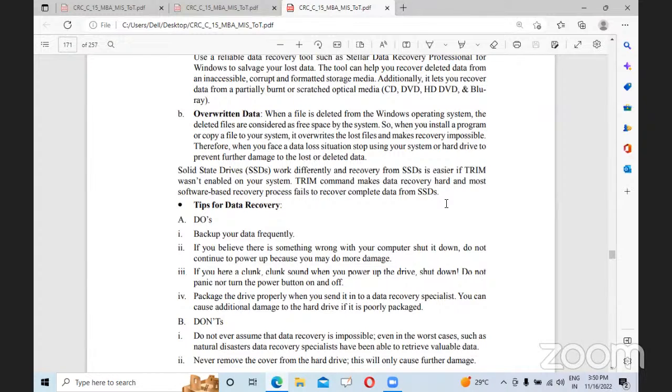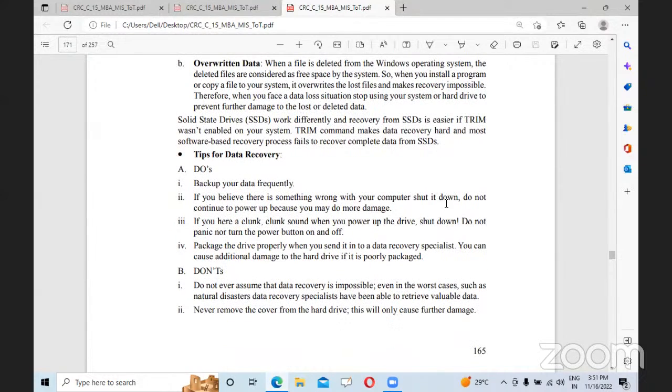Overwritten data. When a file is deleted from the Windows operating system, the deleted files are considered as free space by the system. So when you install a program or copy a file to your system, it overwrites the lost files and makes recovery impossible. Therefore, when you face a data loss situation, stop using your system or hard drive to prevent further damage to the lost or deleted data. That is a general concept.